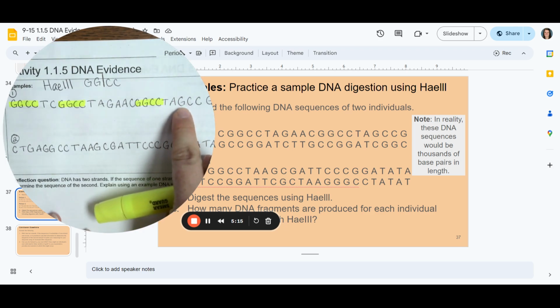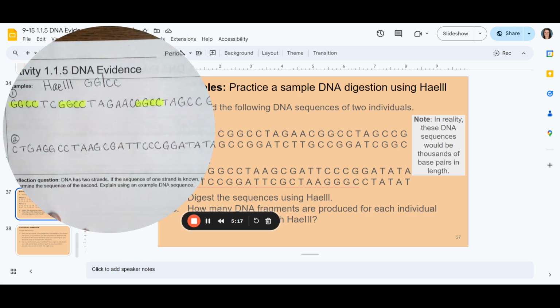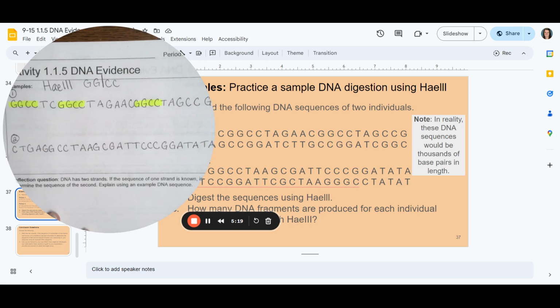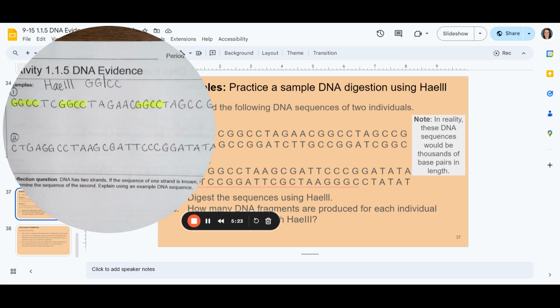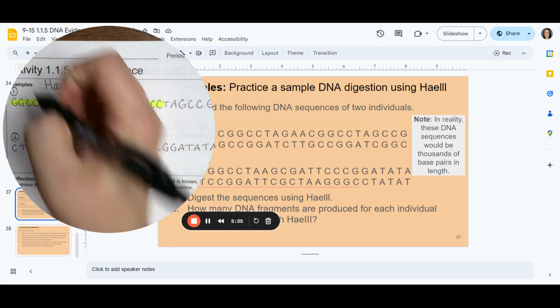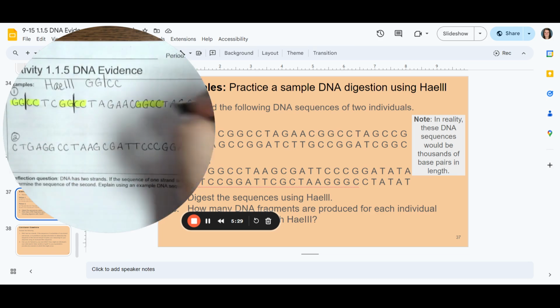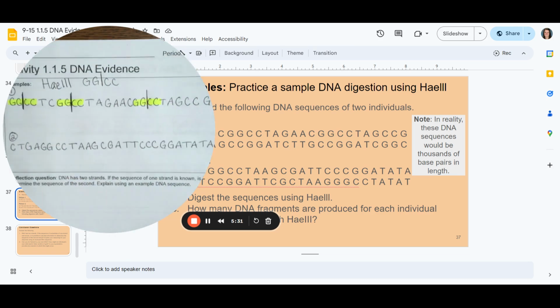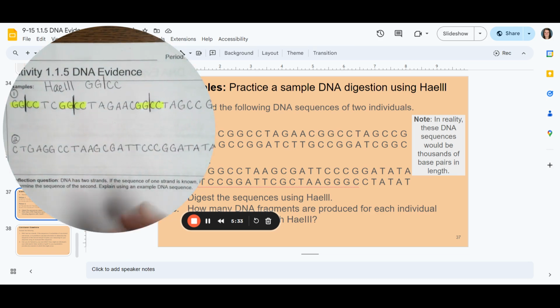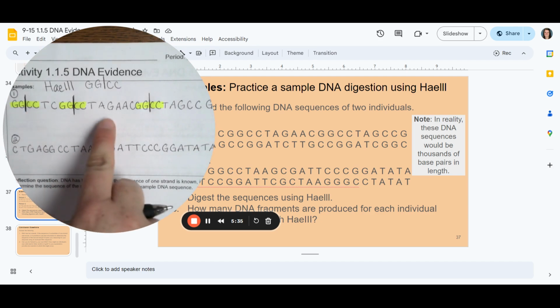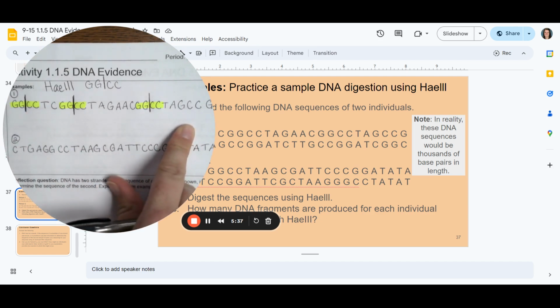And if I keep looking, GCCG. Oh, nope, that won't work. So this will digest 3 times. And what I mean by that is there will be a cut here, a cut here, and a cut here. So there will actually be 1, 2, 3, 4 fragments of DNA produced.